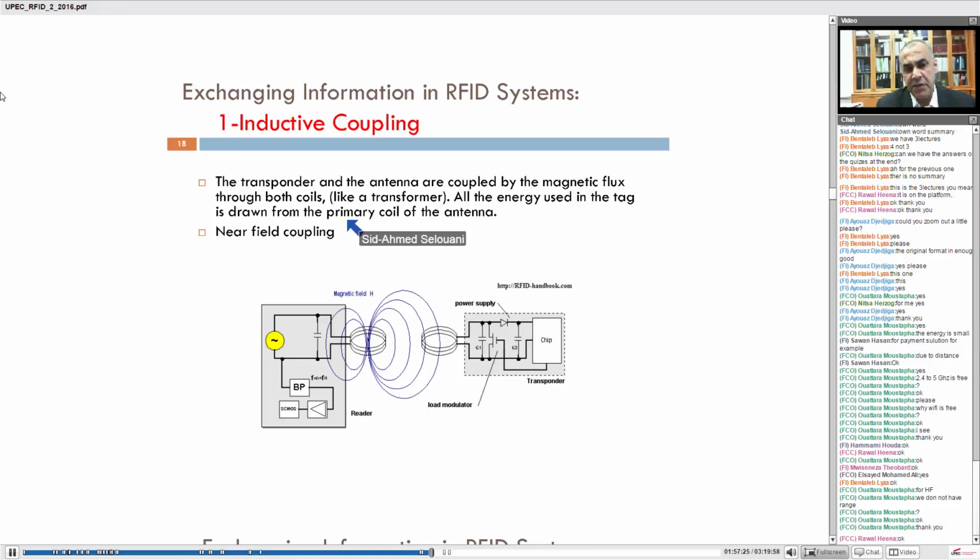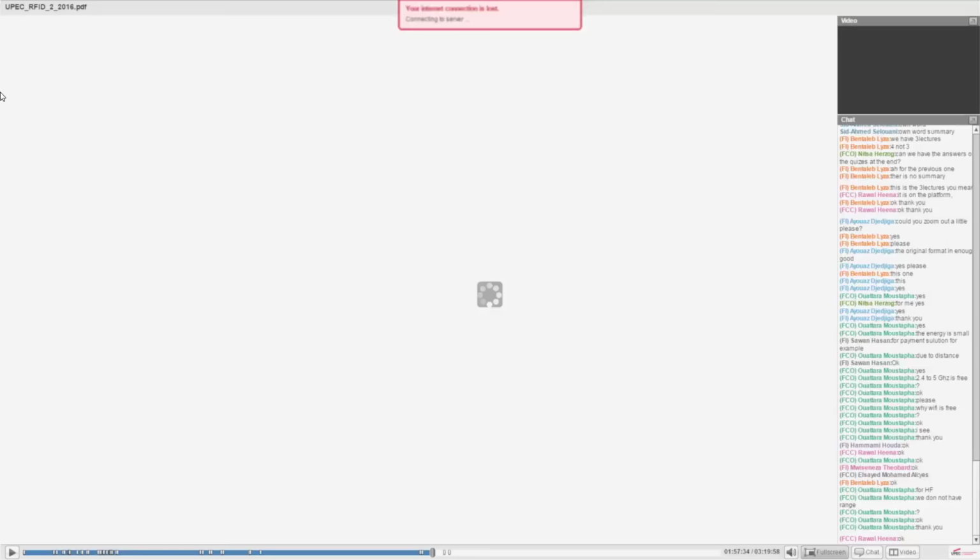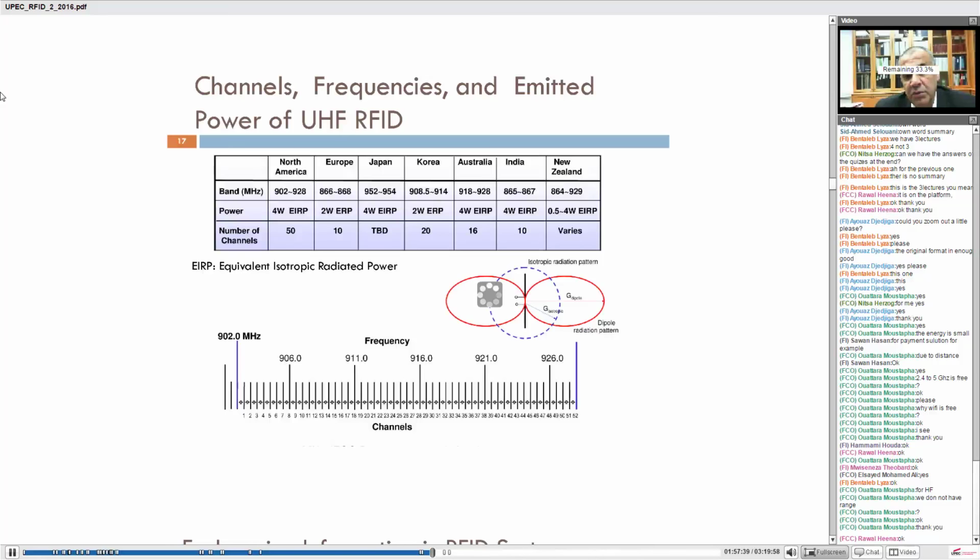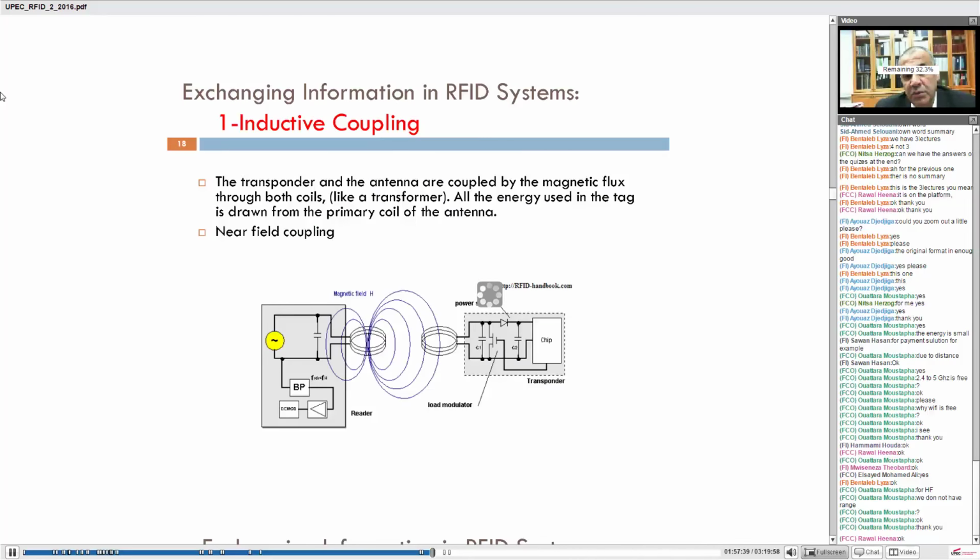The very important thing to know is how information is exchanged in an RFID system. How can we do the reading from the reader to the tag? There are two methods, and you have to remember these two methods. The first one is inductive coupling.